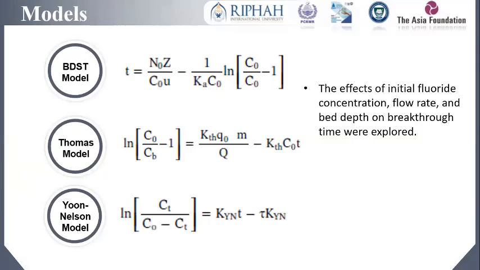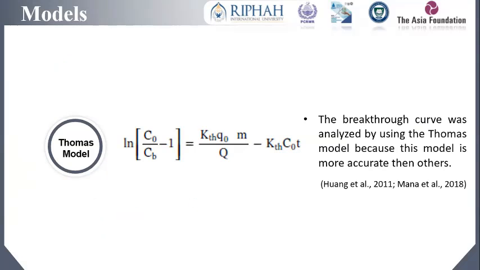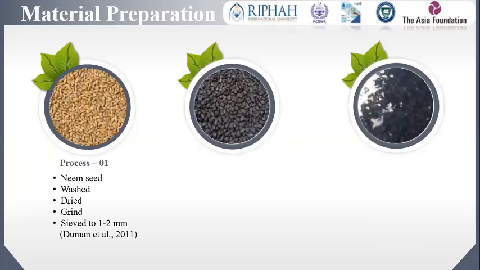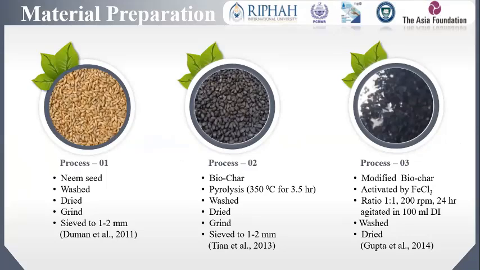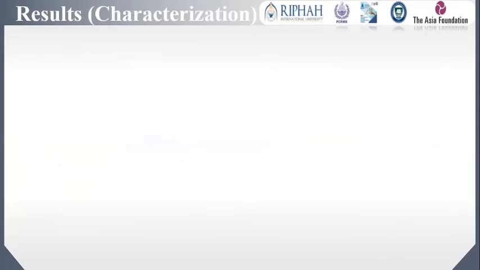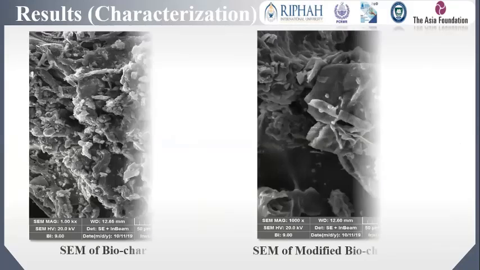Now there are many models available in the literature for the determination of column efficiency, but among them, the Thomas model is one of the most accurate models for downward flow columns. These are the three materials and their preparation methods: neem seed, biochar and modified biochar, and the composition which I have mixed. Now I'm moving toward the results.